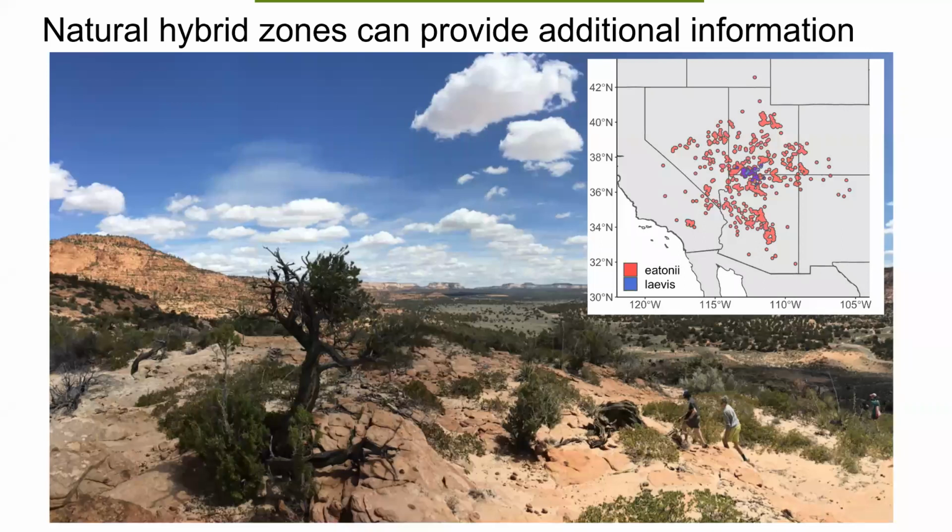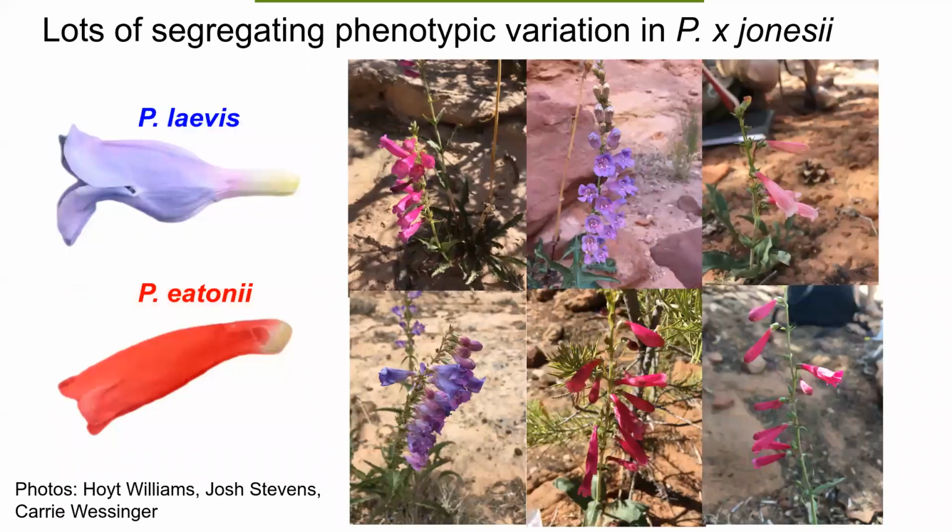At that site, you're getting very obvious hybridization and a ton of segregating phenotypic variation. These are all hybrids of these two parent species. There are differences in floral shape, in color, and even in plant growth form. So this is essentially a super rich natural experiment happening in real life, out there right now, and we can use it as a way to understand the mechanisms going on in this other pair of species.